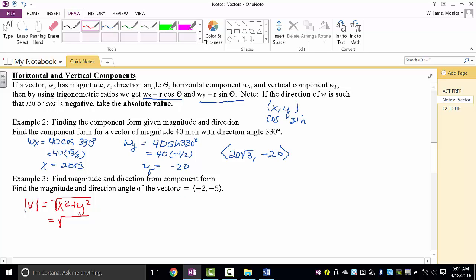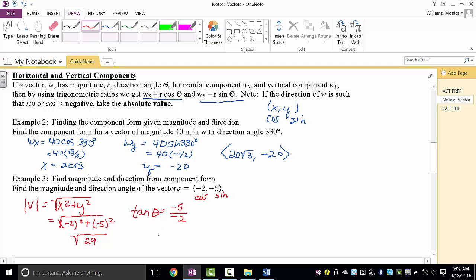My x component is negative 2, squared. My y component is negative 5. That gives me radical 29. Cannot break down 29, so it remains under the radical. For the direction angle, we know that tangent of theta is sine, which is negative 5, over the cosine, negative 2.